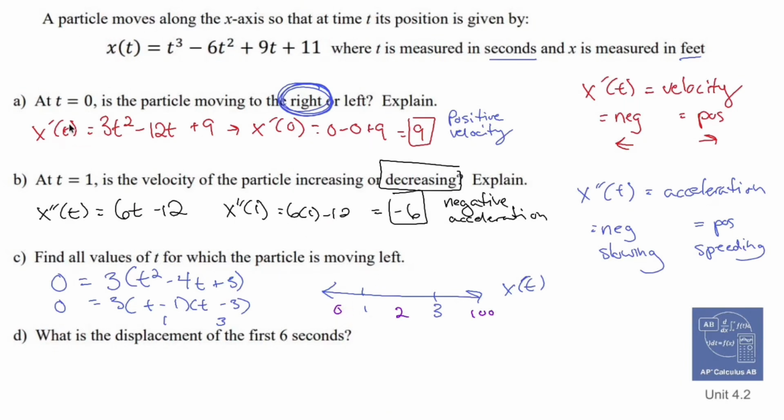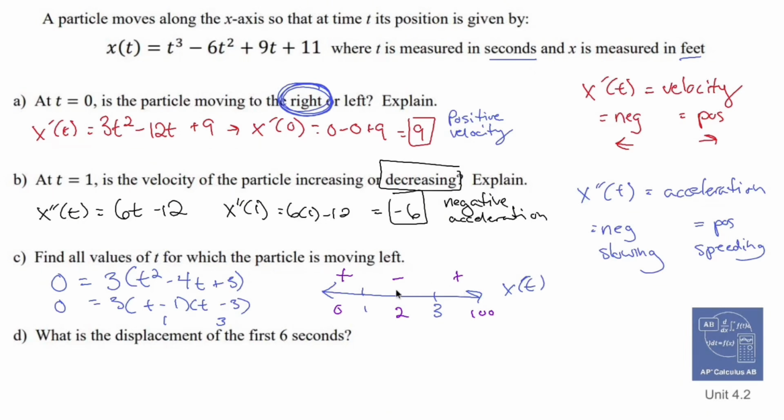I know from part A that when I plug in 0 into the derivative, I got a positive velocity. So you're not moving left, you're moving right. If I plug in 2 into the derivative, I would get 3 times 4, which is 12, minus 24 plus 9, which is a negative number. If I were to plug in 100, I would get 3 times a really huge number minus 1200 plus 9. That's going to stay positive. Okay, so that's my sign table.